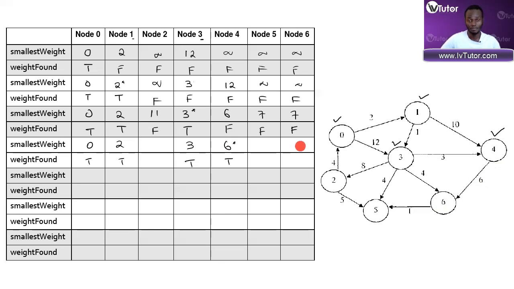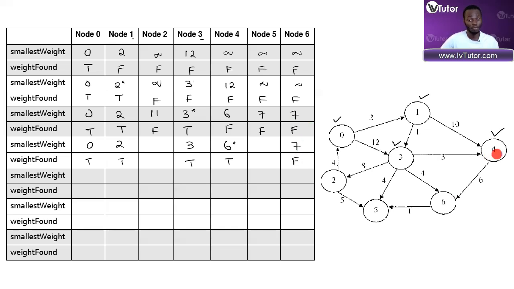I compare with the previous one. Is it less? No. There's 7. So I ignore and just put the existing 7 back. Make it false. Where else can I go from 4? Nowhere else. So if the new weight that you're getting is less than the existing weight, then you update. But if the new weight is greater than the existing weight, you ignore, because it means there's already a shorter distance to this node than the one that you're getting.